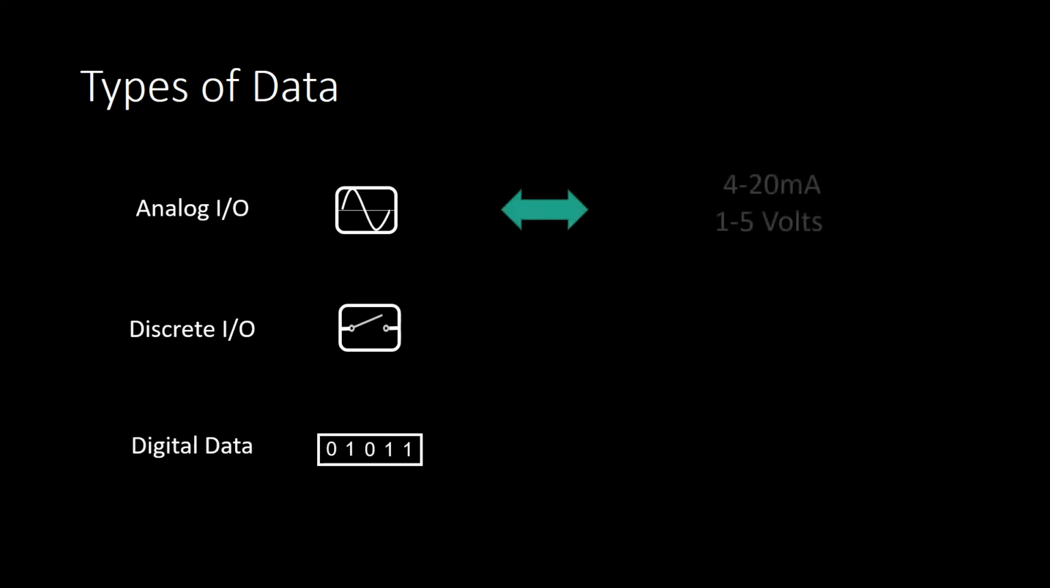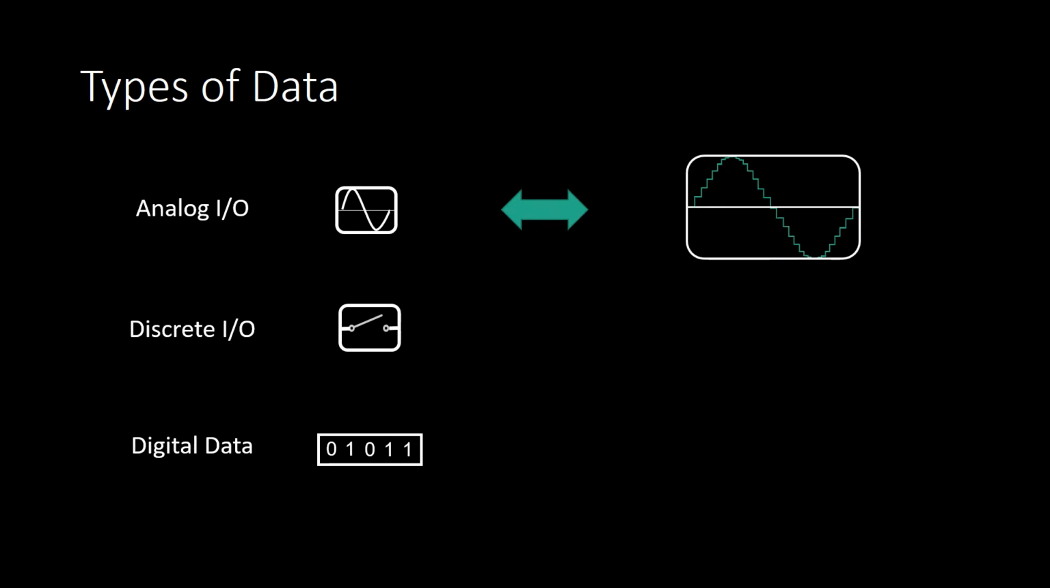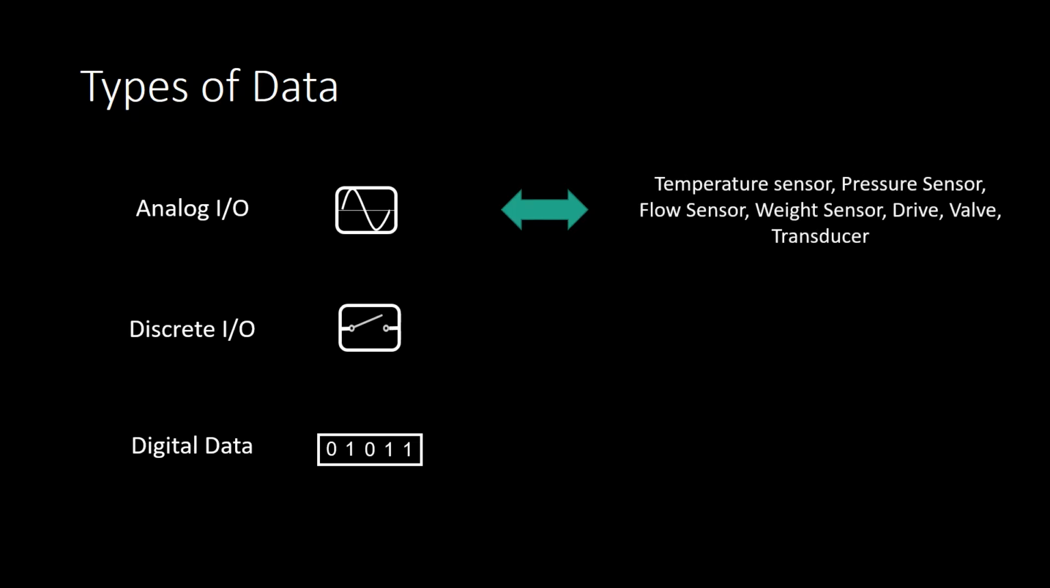Analog I/O is usually 4 to 20 milliamps or 1 to 5 volts. This can also be transmitted as a digital signal, such as in a VFD, where the analog signal is transmitted as a series of small digital steps. It is usually associated with any output that varies, such as temperature, pressure, flow, etc.